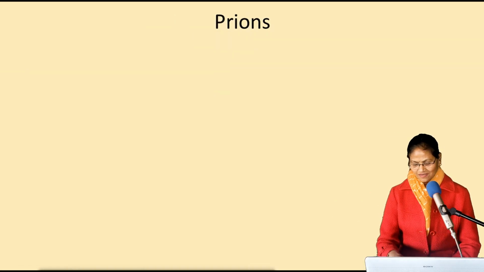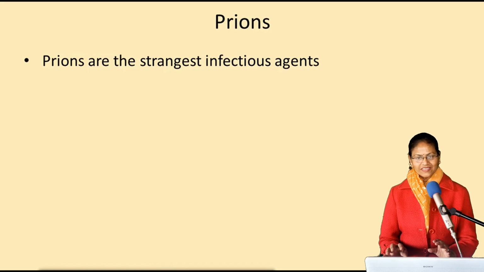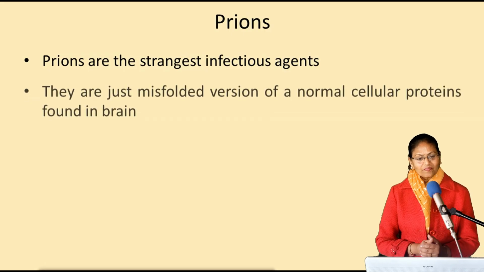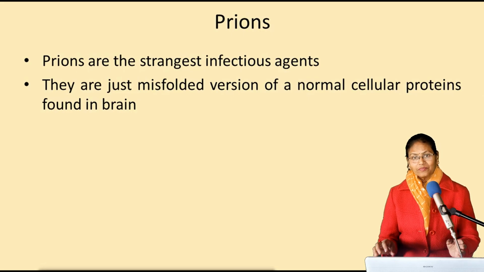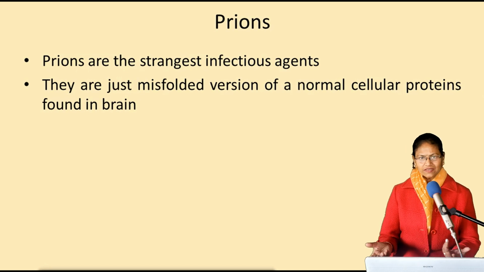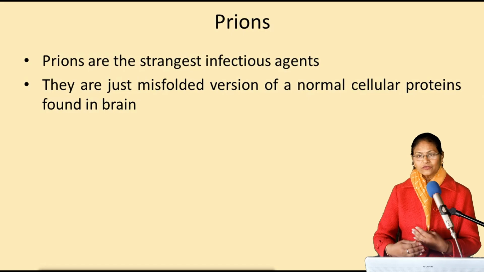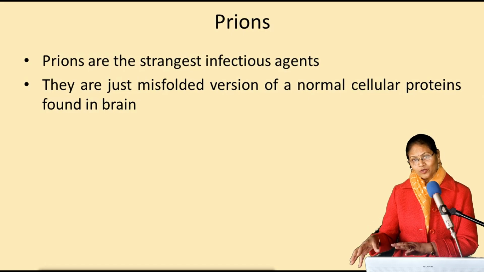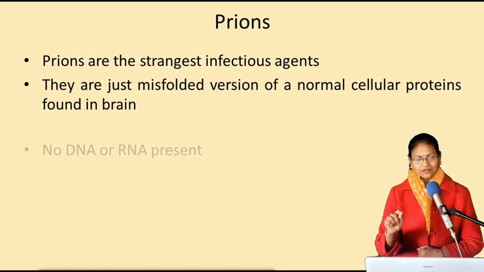Now the prions. This is a very unusual and very strange type of infectious agent. This is also infectious, but you see how different it is. They are just misfolded versions of the normal cellular proteins which are found in the brain. In the brain there are many types of proteins, and protein folding is something very common. But here what happens is that some of the proteins are misfolded. They are folded in an abnormal way. And these abnormal proteins, because of the misfolding, are known as prions.